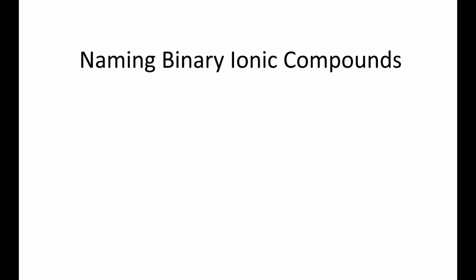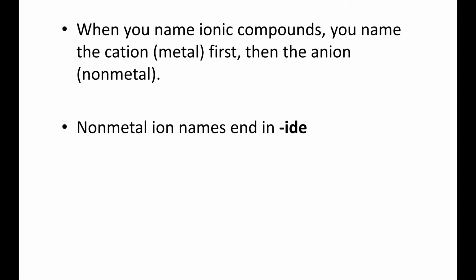Tonight's notes are naming binary ionic compounds. When you name ionic compounds, you name the cation, the metal, first, and then the anion, which is the nonmetal. Okay? Pretty easy. Now, we're going to probably throw a little bit of a curveball here. Nonmetal ion names end in IDE. So in other words, if it ends in an O, it's not oxygen, but oxide.